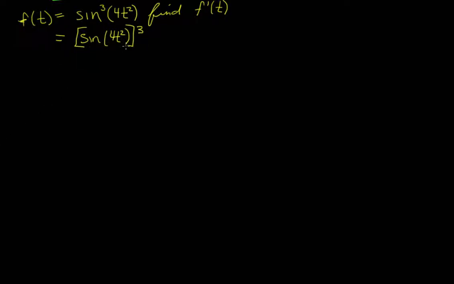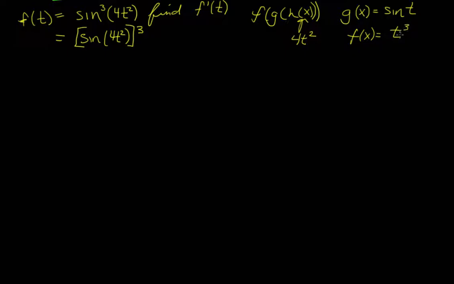If we look here, we actually have the form f of g of h of x. So we have three distinct functions. Here, h of x would be 4t squared. g of x would be something like sine of t. And then f would be like t to the third power. So we're going to have to use the chain rule multiple times to find the derivative.